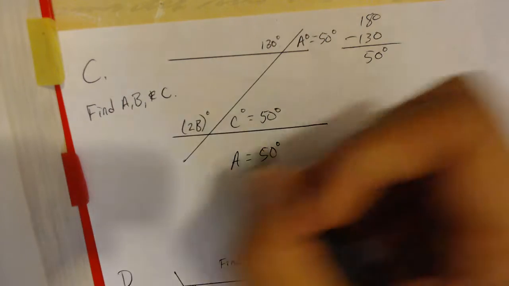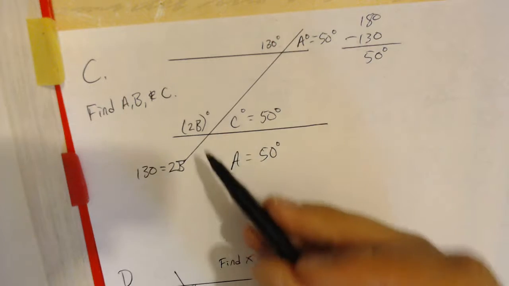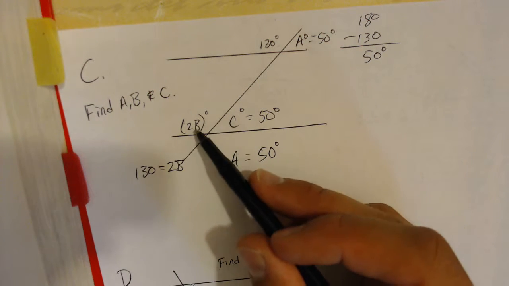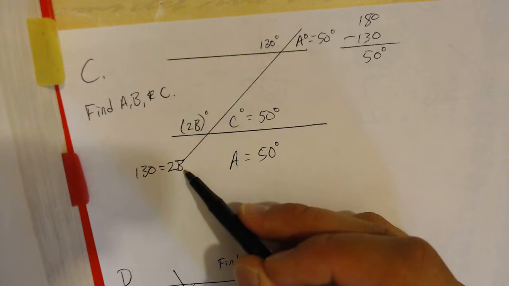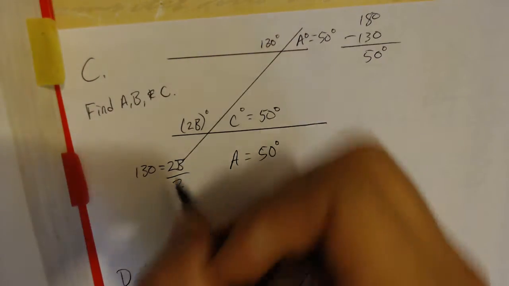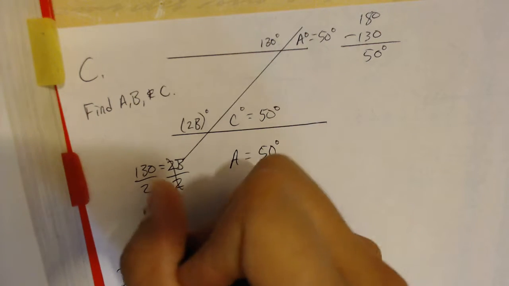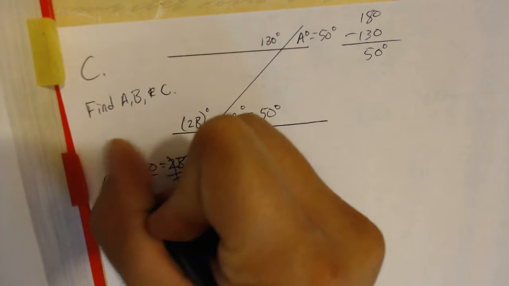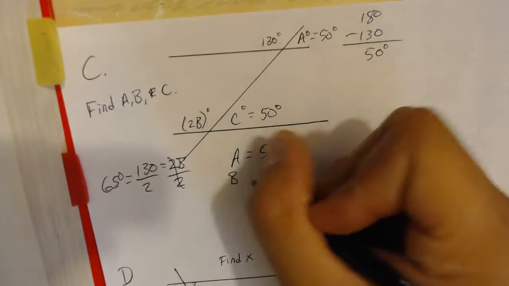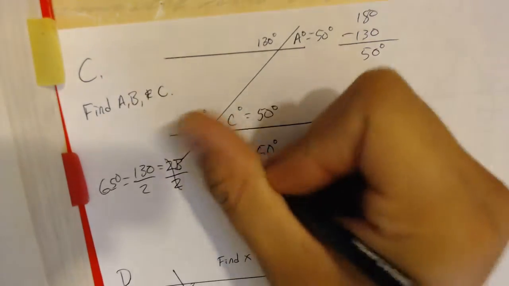So we would say that 130 degrees is equal to 2B degrees. Now this last one we have to solve as an equation because we don't want to know this angle, which is 130. We want to know what B is. They say that 2 times B is equal to 130. So to solve for B, we just use some simple equations. Divide by the coefficient of 2 on each side. 130 divided by 2 gives us 65 degrees. So A is 50, B is 65, and C is also 50.